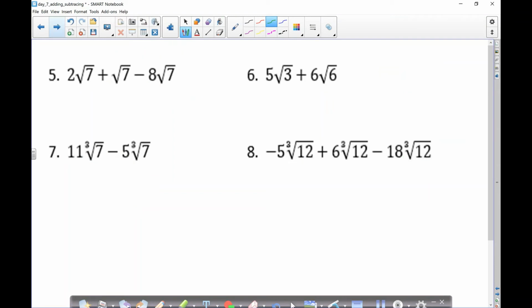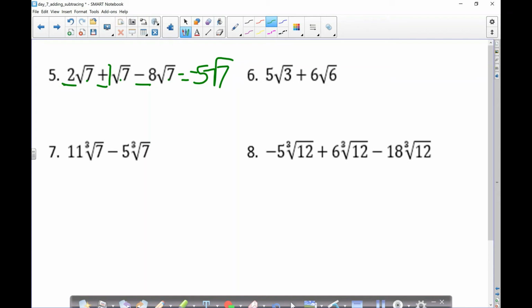So here's some more problems. So I have the square root of 7, the square root of 7, the square root of 7. The one that doesn't have a coefficient has a coefficient of 1, so I'm just adding and subtracting coefficients. 2 plus 1 minus 8 gives us negative 5 square root of 7.